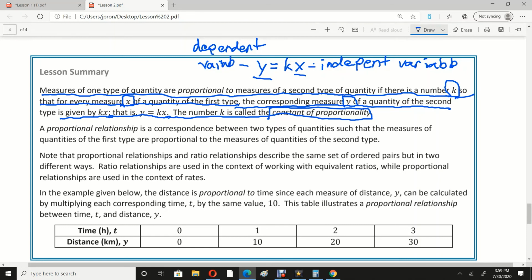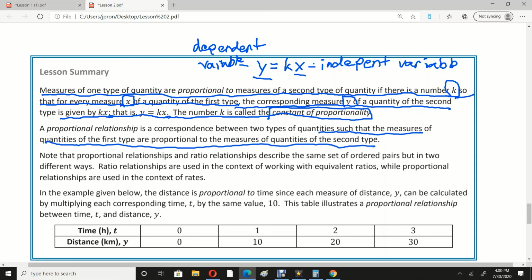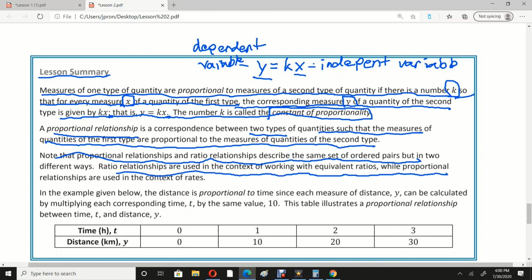Okay, so a proportional relationship is a correspondence between two types of quantities such that the measures of quantities of the first type are proportional to the measures of the quantity of the second. I'm in love with this lesson summary right here. Essentially, what that's saying is that a proportional relationship corresponds different quantities, right? Like ounces and cups, and that the ratio between those things is proportional, just like we talked about. Note that proportional relationships and ratio relationships describe the same set of word pairs in two different ways. The ratio relationships are used in the context of working with equivalent ratios, while proportional relationships are used in the context of rates. All of that is true.